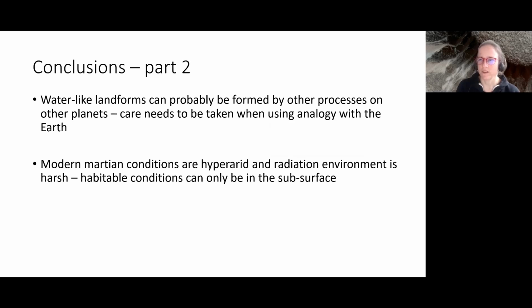And the upshot of this discovery of Martian gullies being probably formed by CO2, it could be water in the past, but it's probably formed by CO2, is that the sort of paradigm of Mars being a cold, dry, hyperarid environment is upheld. And we very likely don't have habitable environments near the surface of Mars, but that doesn't exclude habitable environments occurring in the subsurface. So that is really something that we need to investigate in the future, is what the subsurface of Mars is like.